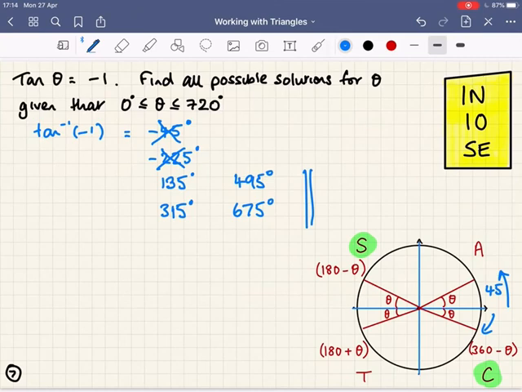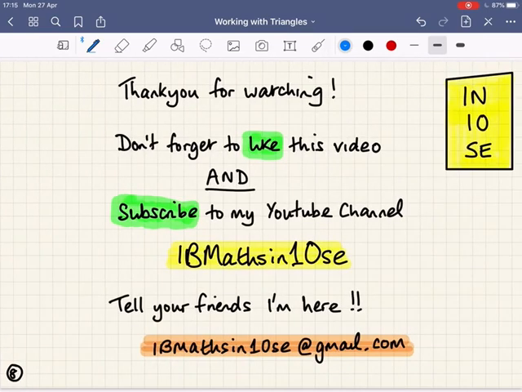So we've done a number of examples there of working with that unit circle to help us find a number of possible solutions. And you're going to need to be able to do that because your calculator can only give you one principal value when you're working with inverse tan, and you will need to find all the other possible solutions that fit using that logic. I hope you found that useful.